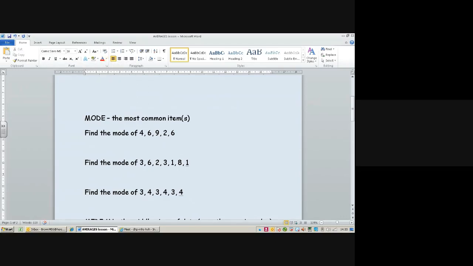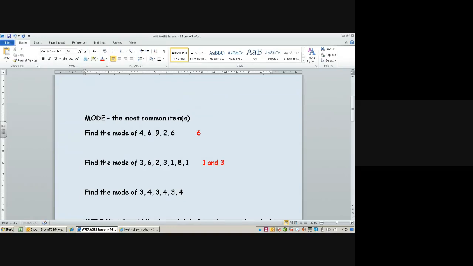So for the first list of numbers, we've got the mode of 4, 6, 9, 2, and 6. We can obviously see that there were two 6s there. That means the mode is going to be 6. Second list of numbers, we've got two 3s and we've got two 1s. So in that situation, we've got two modes. So the modes are going to be 1 and 3.